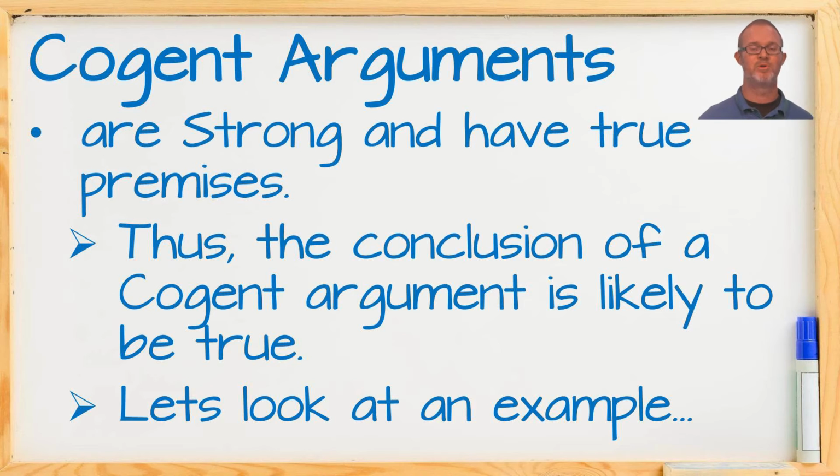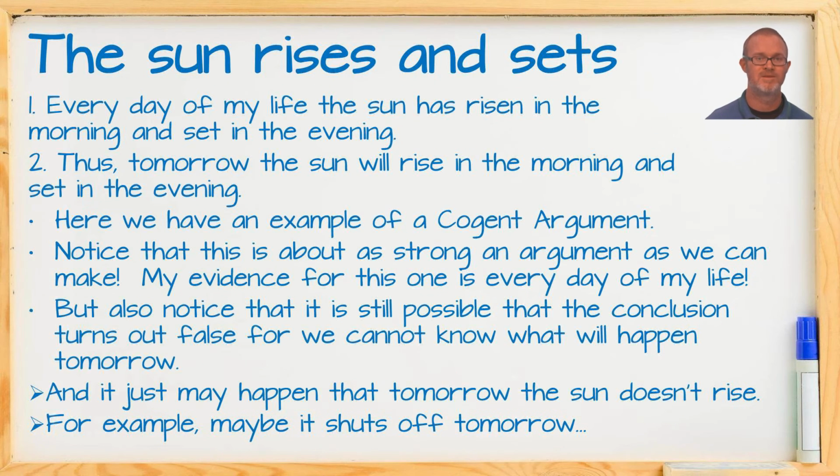Okay? So a great example of a cogent argument, one of my favorites, is the sun rises and sets example. It goes like this. 1, every day of my life, the sun has risen in the morning and set in the evening. And so therefore 2, tomorrow the sun will rise in the morning and set in the evening. Here again, notice that as far as strong arguments go, this is about as strong an argument as we can make. Because really your evidence for this premise is every day of my life. And that's quite a lot of evidence, me being 40 years old. So, this is a great example of a strong argument.